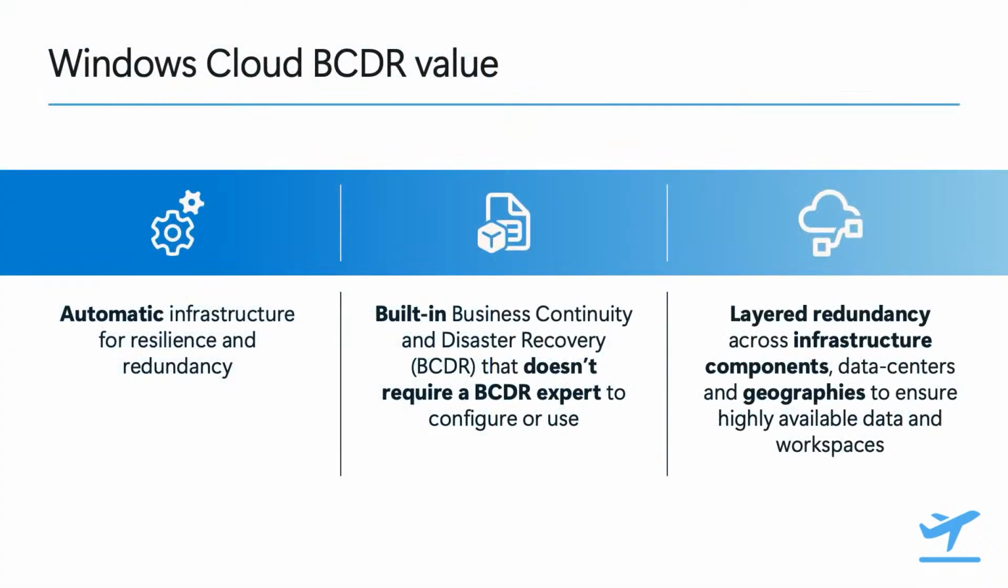Business continuity and disaster recovery is a critical aspect of any organization's operational strategy. It ensures that essential business functions can continue during and after a disaster, and that data and systems can be recovered quickly and efficiently. For example, the CrowdStrike outage we're all aware of last year had a major impact on Windows devices, causing blue screen errors and application crashes.